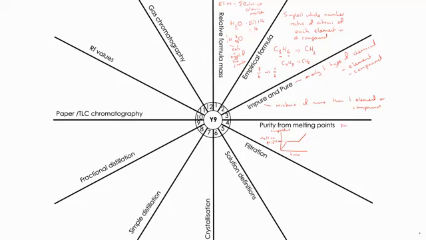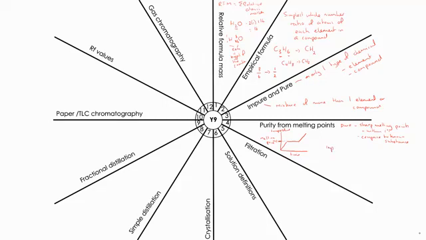And if something's pure, then we get a sharp melting point. So it melts at a very specific temperature, within 1 degree C. And we can also compare it to known substances. I know ice melts at 0 degrees C. So if it's pure, it will melt exactly at 0 degrees C.